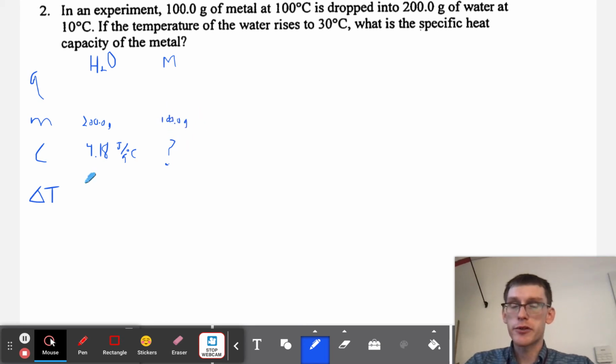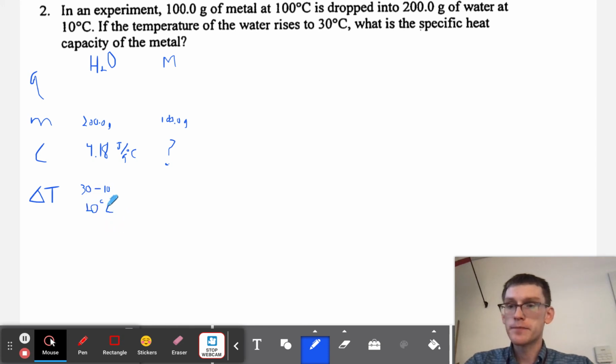The change in temperature, well, the water is starting at 10 and it rises to 30. So our temperature final is 30 degrees minus our temperature initial is 10 degrees. That gives us 20 degrees Celsius. That is the change for the water.